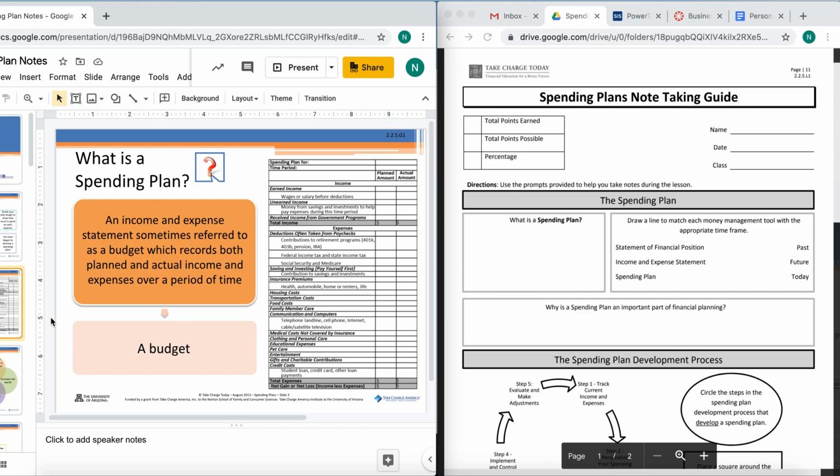They do not all look like this, but we are going to see our planned amount as well as our actual amount. So we're going to see how much we plan to spend in this month and then how much we actually spent on all of these items in this month.